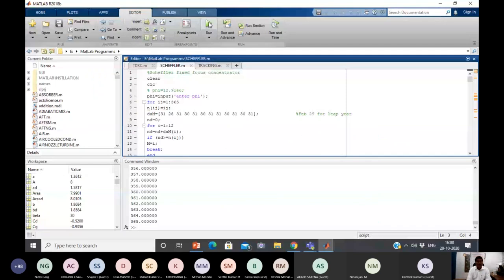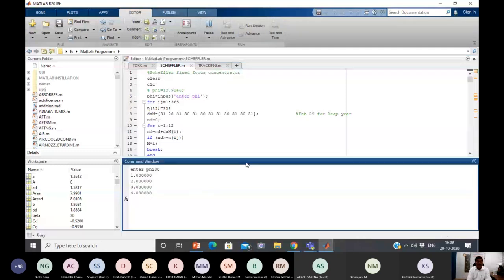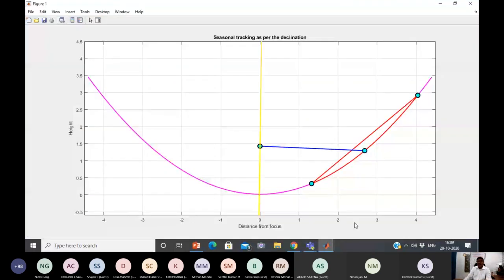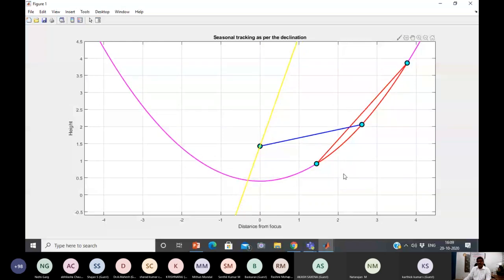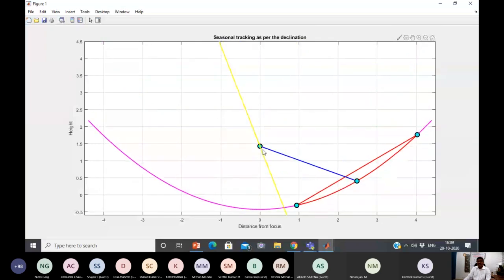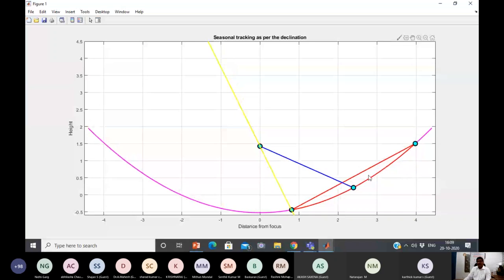I repeated this Scheffler reflector. I have to go for this tracking. This is also tracking, but this tracking is different compared to what I am showing in this linear concentrating collector. This is a point focus concentrating collector. Scheffler is a German scientist. That's why the name of the collector is the Scheffler reflector.